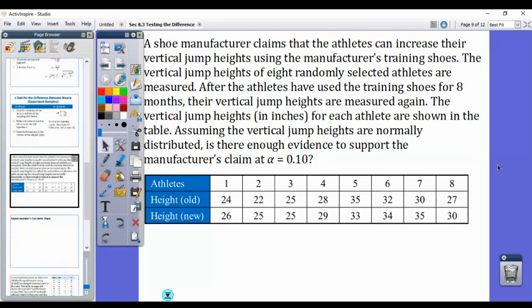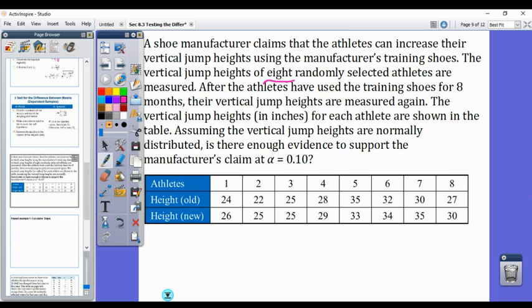All right, so okay, our first example here. We have a shoe manufacturer claiming that athletes can increase their vertical jump height using the manufacturer's new training shoes. The vertical jump heights of 8, so that's my n, randomly selected athletes are measured. The athletes have used the training shoe for 8 months. Their vertical jump heights are measured again. The vertical jump heights are shown in the table. Assuming the vertical jump heights are normally distributed, is there enough evidence to support the manufacturer's claim at an alpha level of 10%?